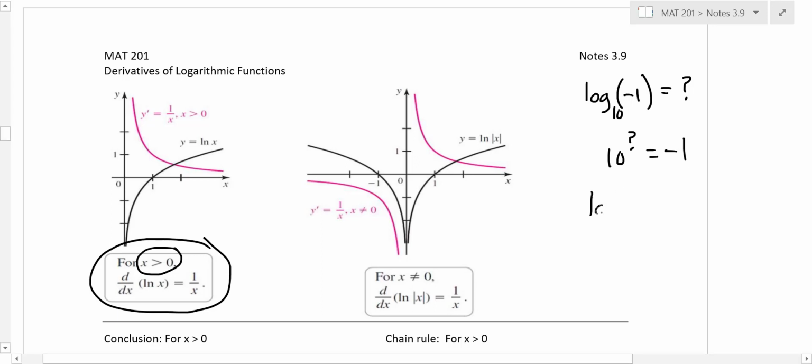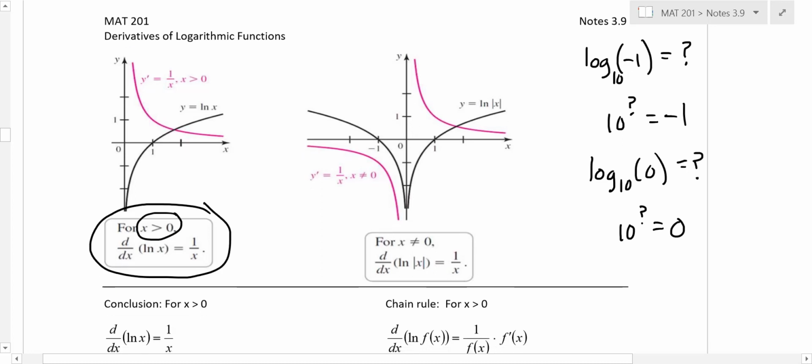How about if we did log base 10 of 0? Well, the thought process would be: 10 to what power is 0? Is that even possible? No. Logarithms make no sense unless that number is a positive number. So you're going to find on a logarithm that your graph is only for positive x values like that. Same thing with the derivative. It's only for positive values. So that's how that goes.